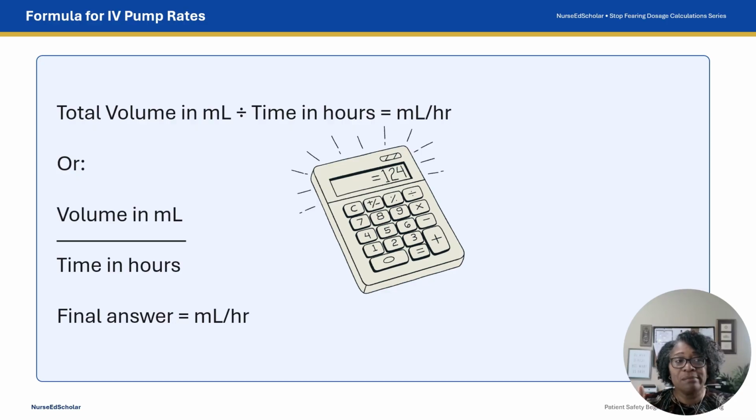But there's one catch. Sometimes the provider writes the infusion orders with time in minutes instead of hours. If that happens, you're going to need to convert those minutes into hours, or you can use dimensional analysis. You know how you cancel out units, you can cancel them out correctly and calculate the problem correctly. But don't worry, we're going to look at both.